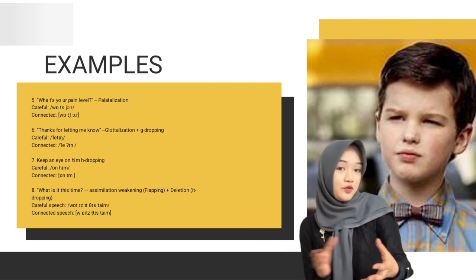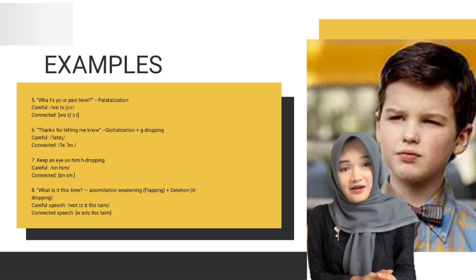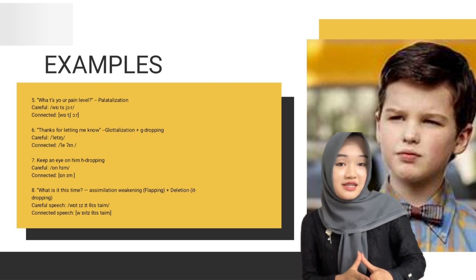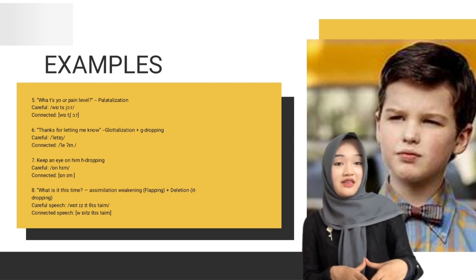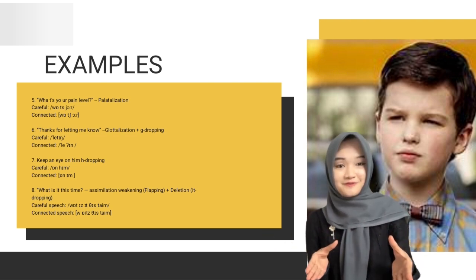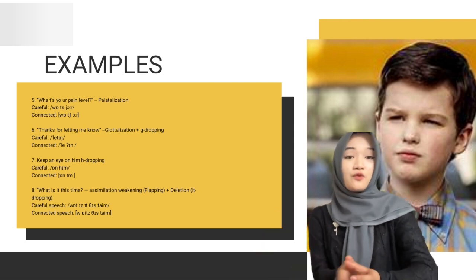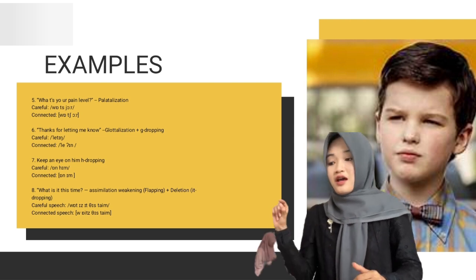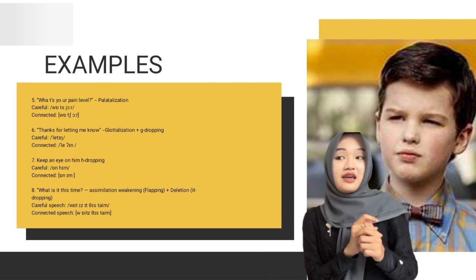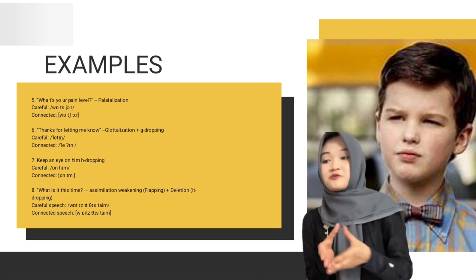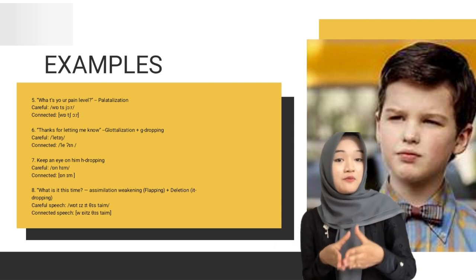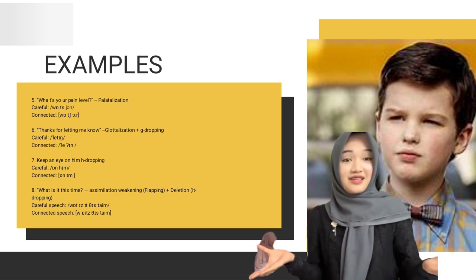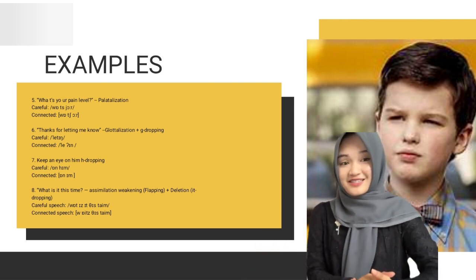Now we have "what is it this time?" However, in the clip we hear "was it this time?" The phonological processes that happen here are weakening or flapping and deletion, it's dropping. The th sound in "with" is a flap or weakened sound, and the sounds of e and i in "it's" are deleted, and it's producing smoother pronunciation in connected speech.